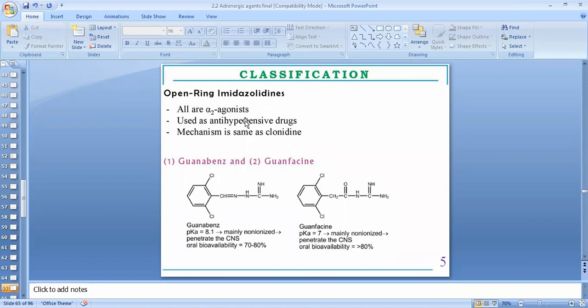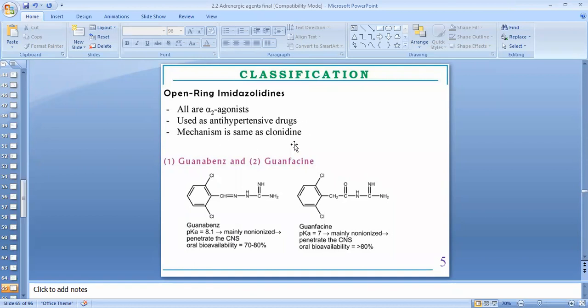They are all alpha 2 agonists. See, closed ring imidazolines are alpha 1 agonists, but open ring imidazolines are alpha 2 agonists used as antihypertensive drugs. See, in the earlier case, we used their treatment to reduce increased blood pressure. The same is here, because we know alpha 2 is inhibitory in nature. It is going to resolve the increased effects of the alpha 1 receptor. So it is used as an antihypertensive drug.